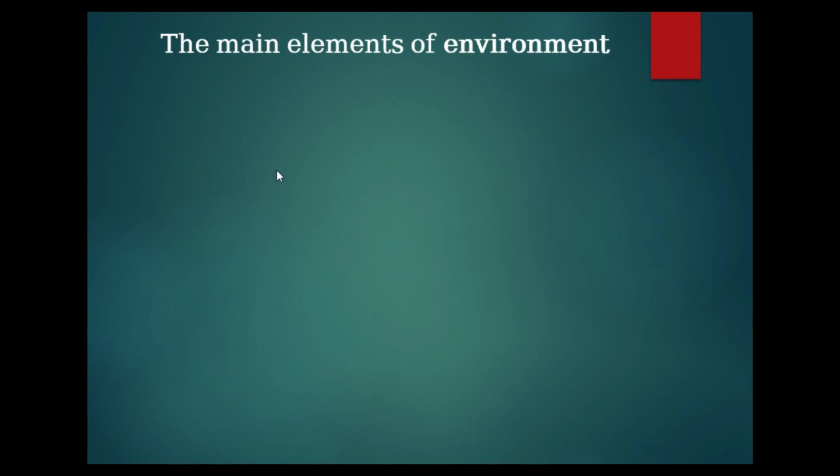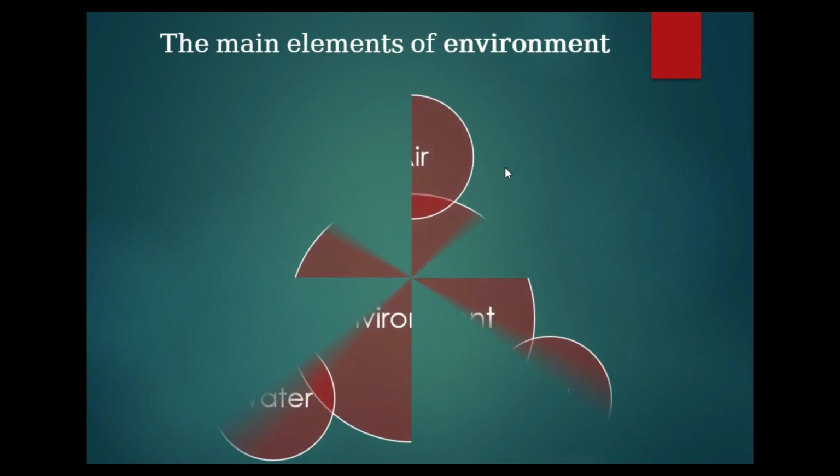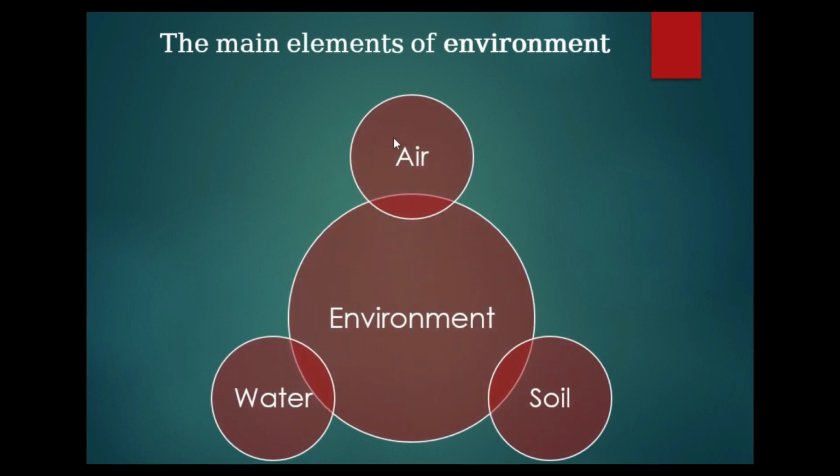Okay, can you say what the main elements of an environment are? Yes, the main elements are air, soil and water. These three are the main elements of an environment.